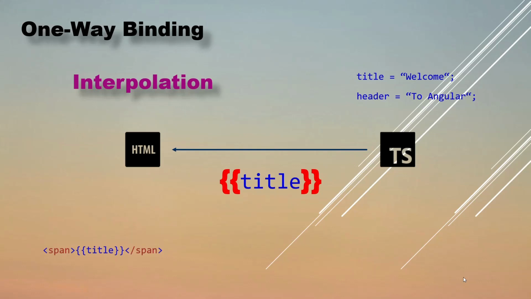The second one: like header, we can do h1 and then double curly braces. So what will come in the UI? It will show welcome, and in the header we will get Angular. Okay, not the literal title and header.